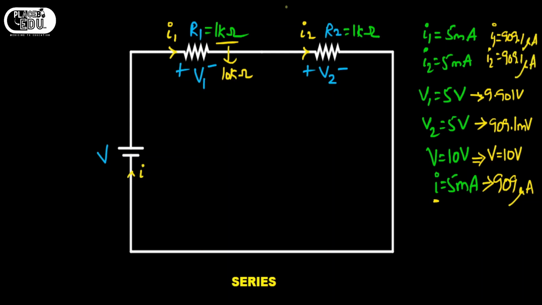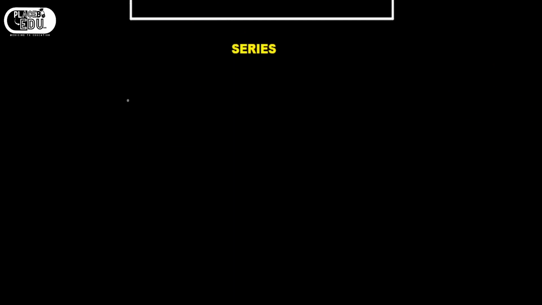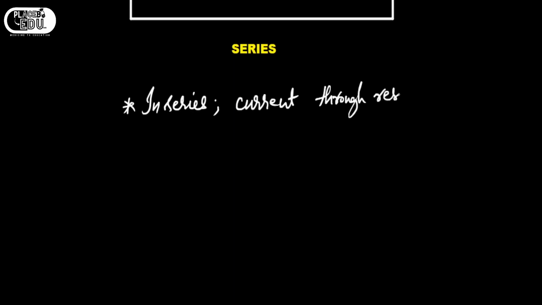What we observed is, whatever may be the resistor values, the current through them will remain the same. So here I am going to write the conclusion. In series, current through resistors will remain the same.